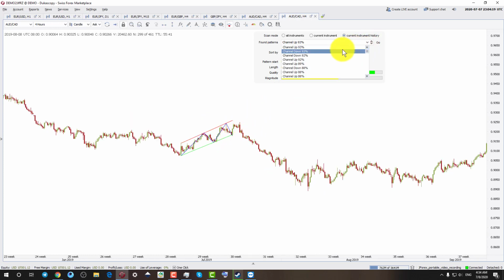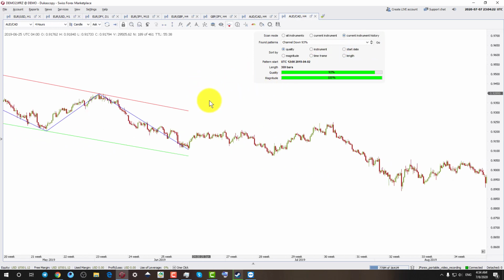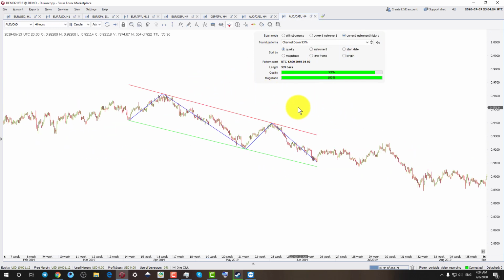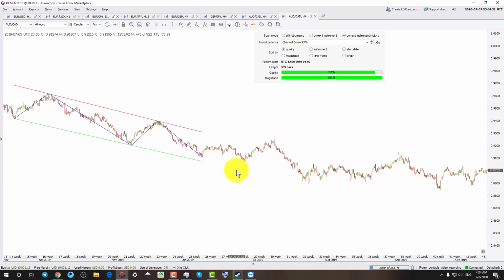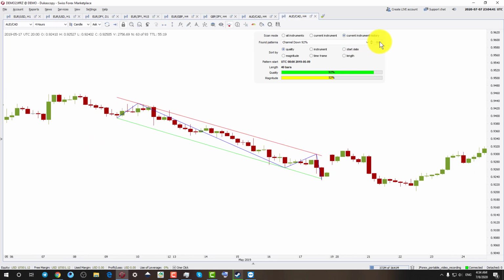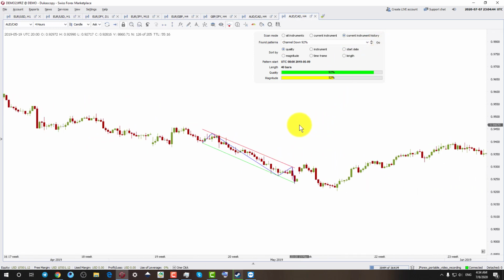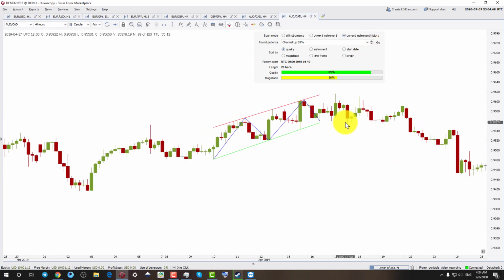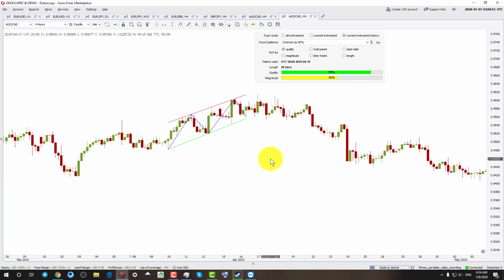Let us see the second one. See here, this had 100% magnitude because this was a good one and quality was also good. So this channel was good to trade. Even if you had extended it, this could have become a good sell zone again here. This is again a good channel to the downside, and this is a channel to the upside. So yes, you can say that this pattern analysis widget is good.